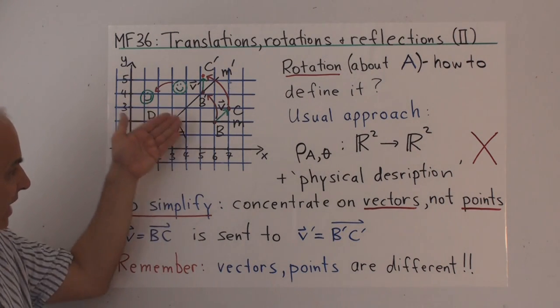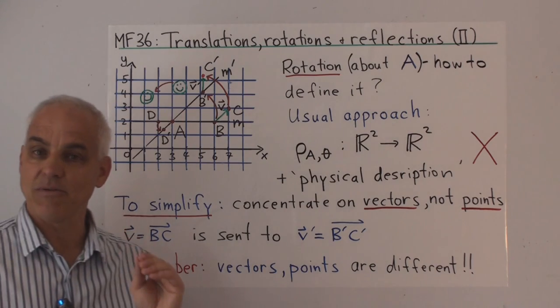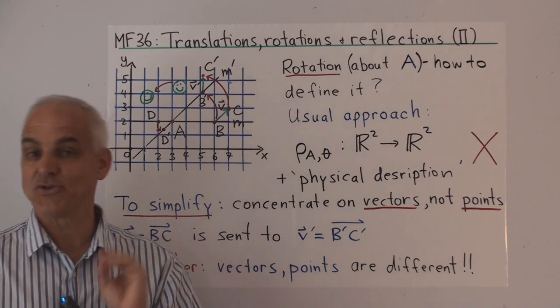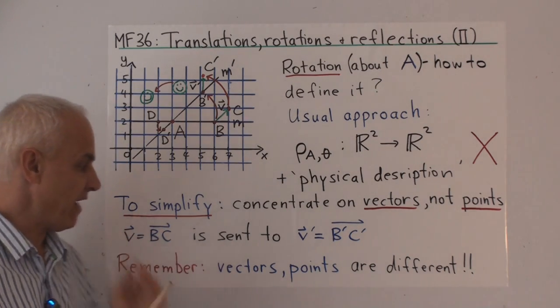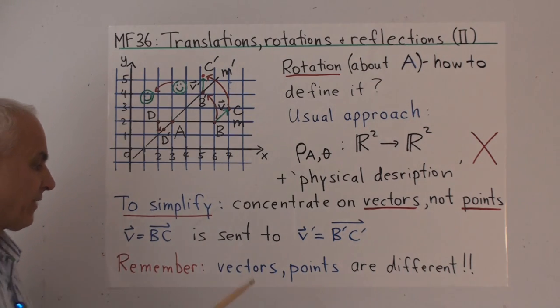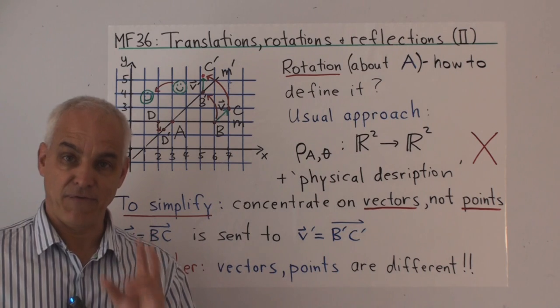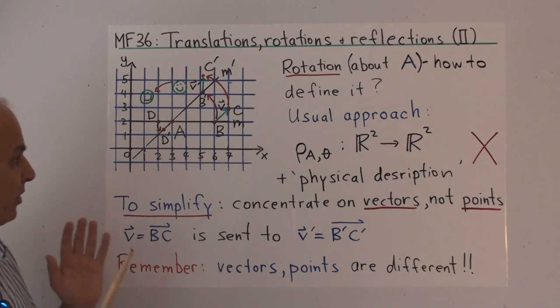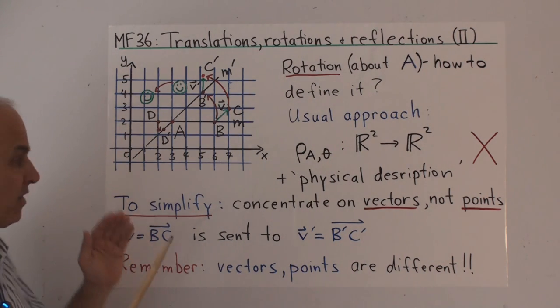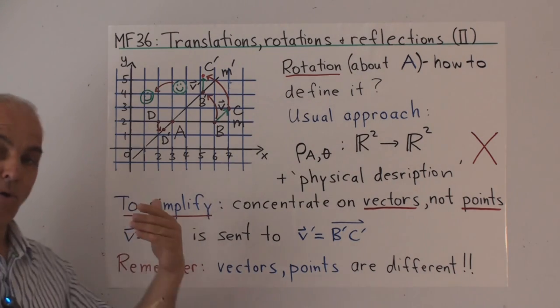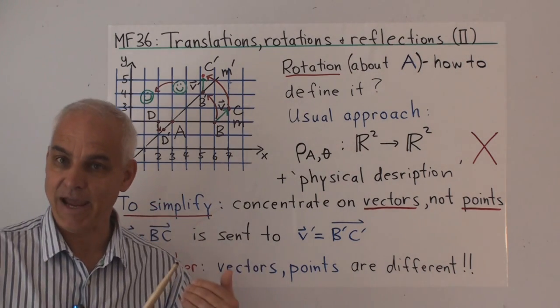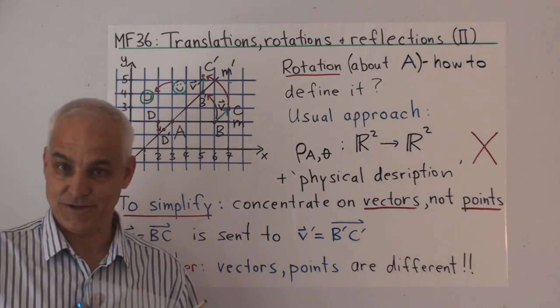So rotations act on vectors, and it turns out to be much simpler if we concentrate on rotations acting on vectors. I have to remind you that vectors and points, although they're closely related, are different objects. And so what we're going to do now is turn our attention from the grid plane involving points to the vector plane involving vectors.